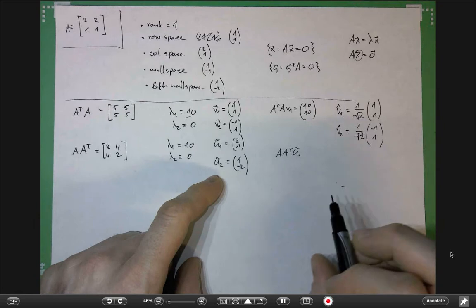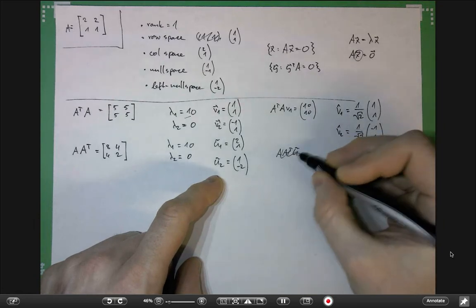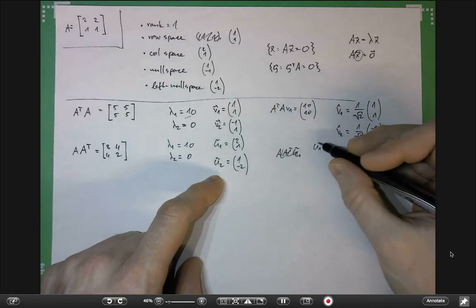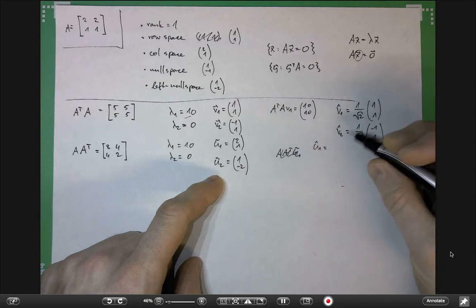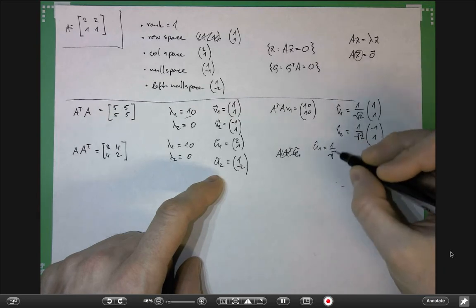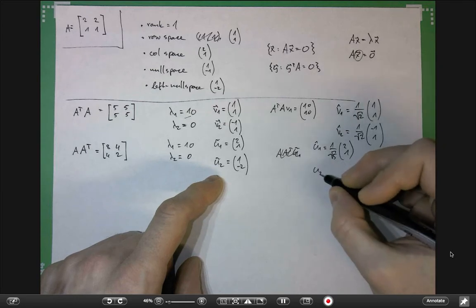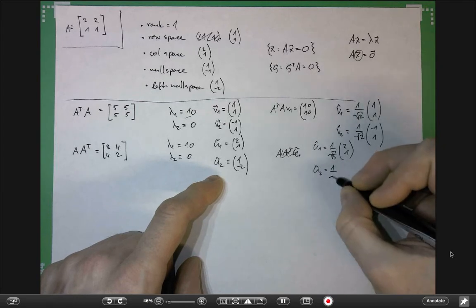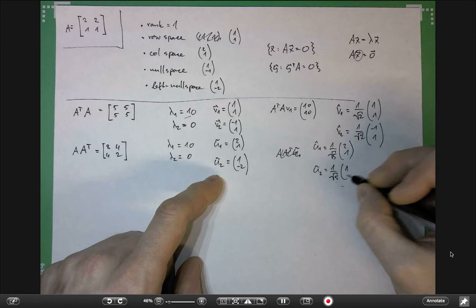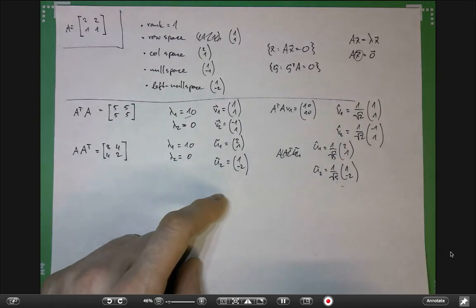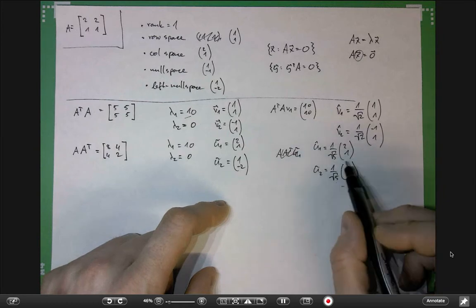So if I want to take the normalized versions, U1 hat is going to be 1 over square root of 5 times 2 and 1. That's just making it unit length. And 1 over square root of 5 times 1 and minus 2. Yes, so those are the left singular vectors.